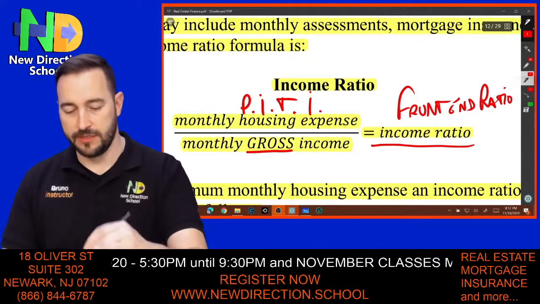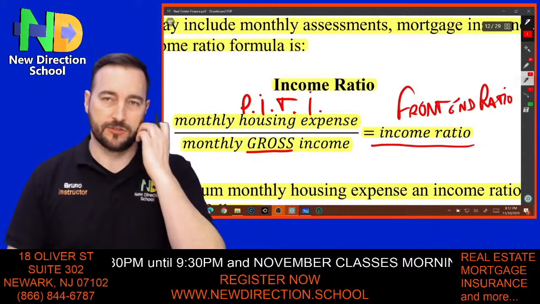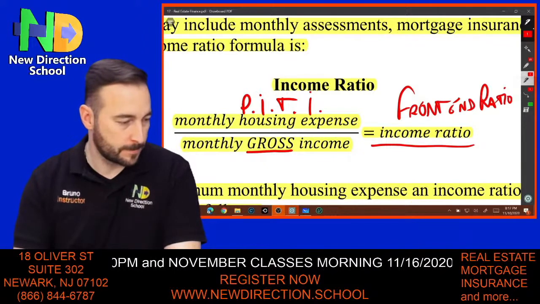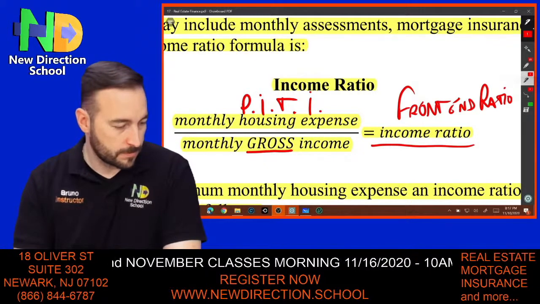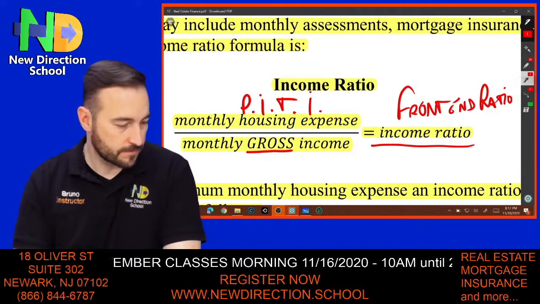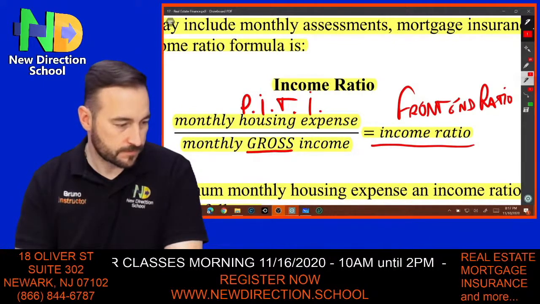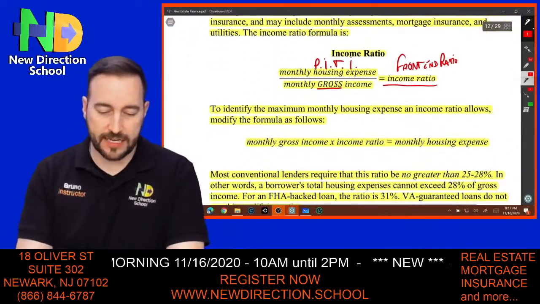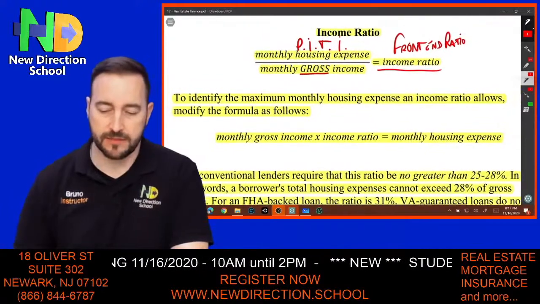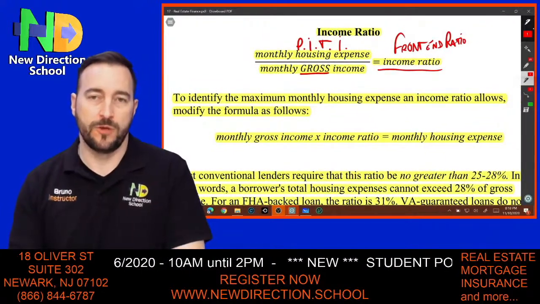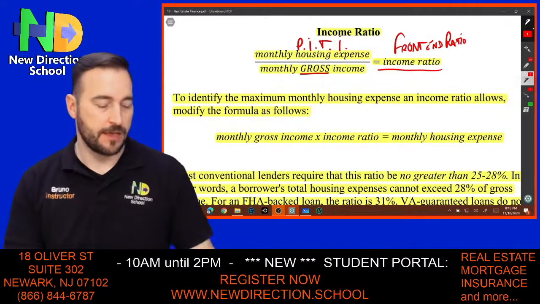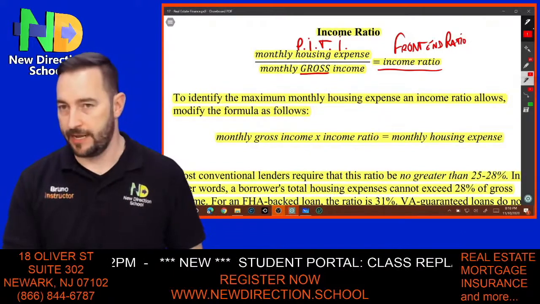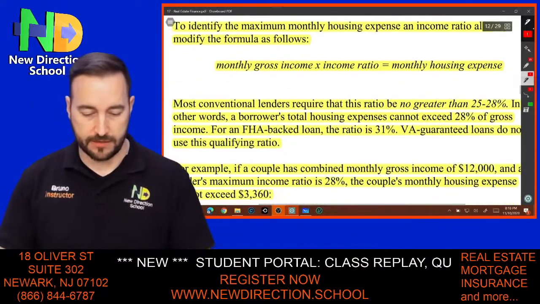If you ever see this, there's the front end ratio and then there's the back end ratio. Now, to identify the maximum monthly housing expense an income ratio allows, we modify the formula as follows. Monthly gross income times income ratio equals monthly housing expense. Now look what it says here.